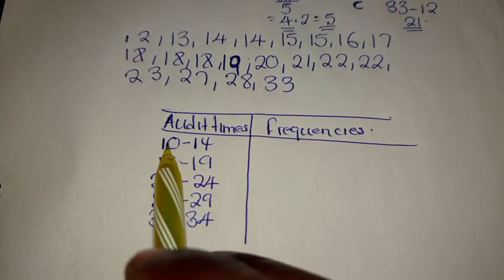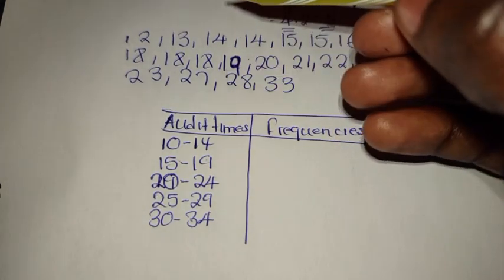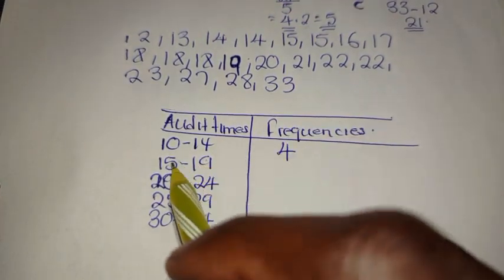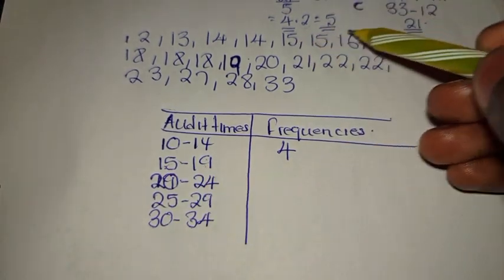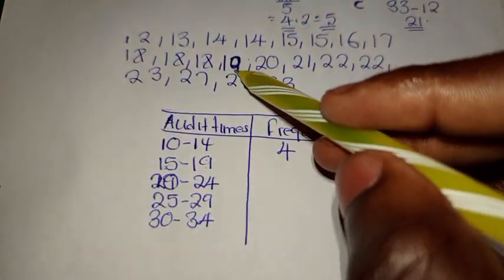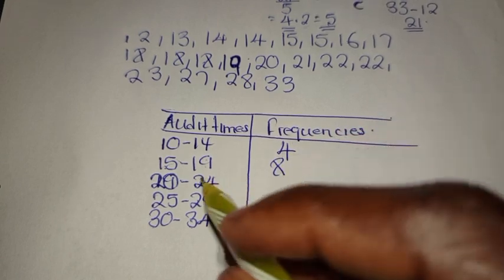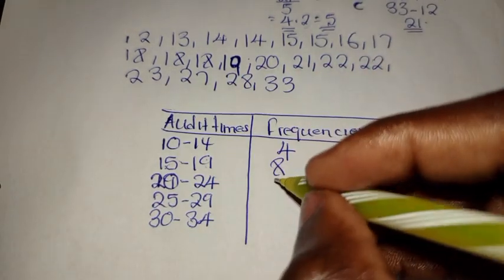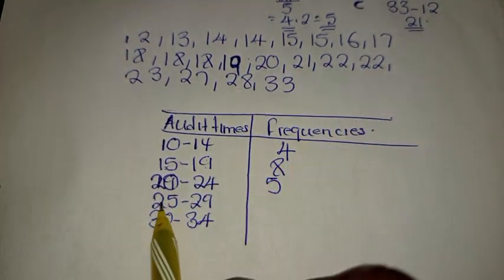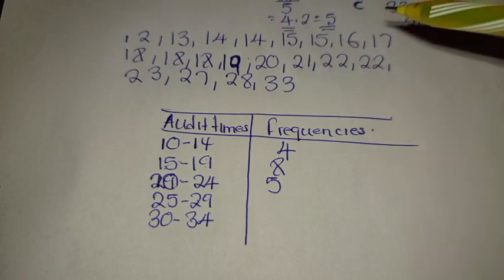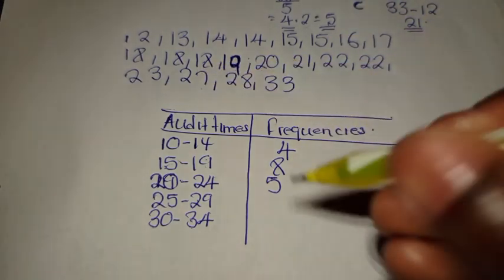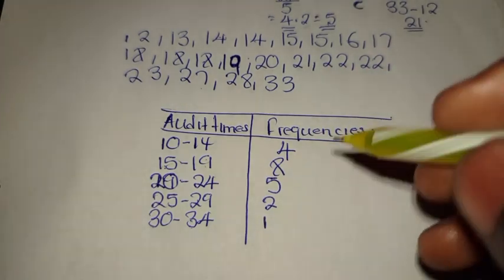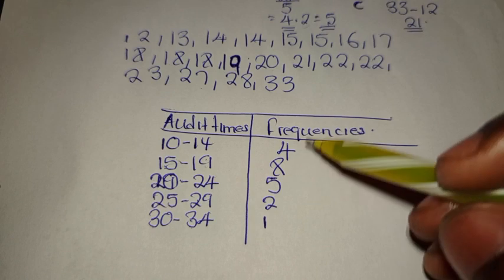Then the frequencies. The numbers between 10 and 14, we have 1, 2, 3, 4. We put our 4. The numbers between 15 and 19, we have 1, 2, 3, 4, 5, 6, 7, 8. The numbers between 20 and 24, we have 1, 2, 3, 4, 5. The numbers between 25 and 29, we have 1, 2, and the number which is remaining is 33, which is 1. When we add these, the resulting outcome we should get is 20.